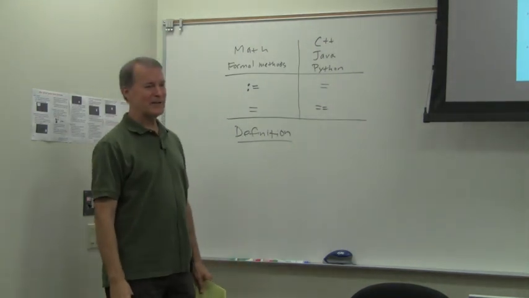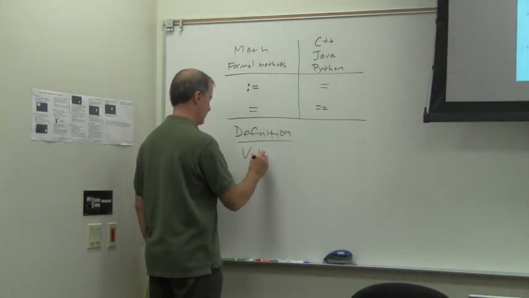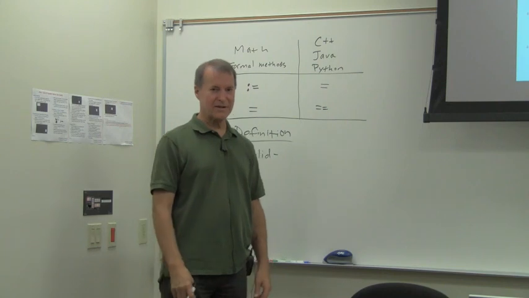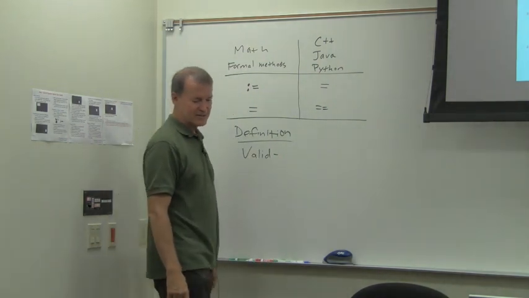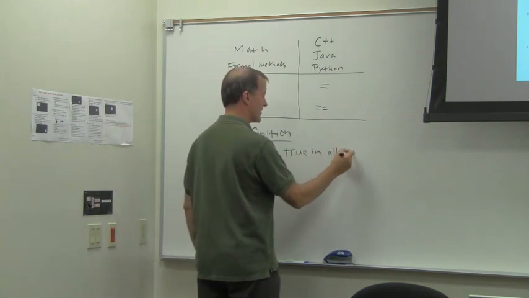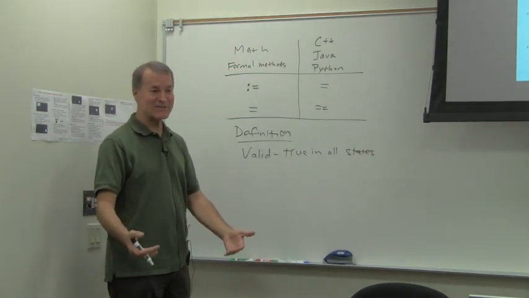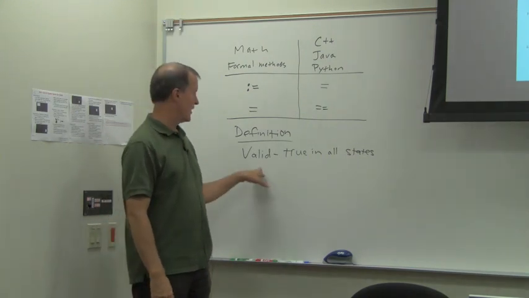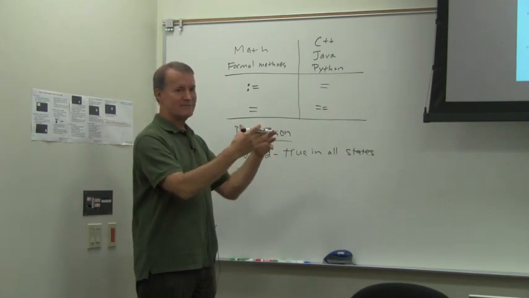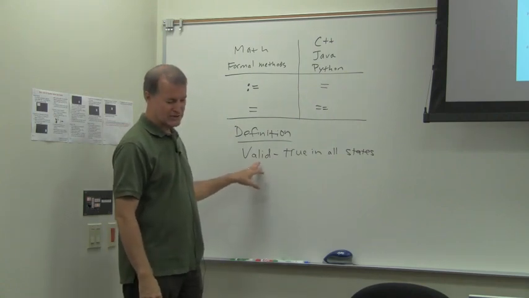Okay, now. We need another little vocab lesson here. Valid. The word valid. This is going to be an easy one to understand. Valid means true in all states. And what's a state? Definition of state: list of variables and their values. So if an expression is true in all states, in other words, every possible list of values that you could come up with, then that expression is valid. That's what we mean by valid.